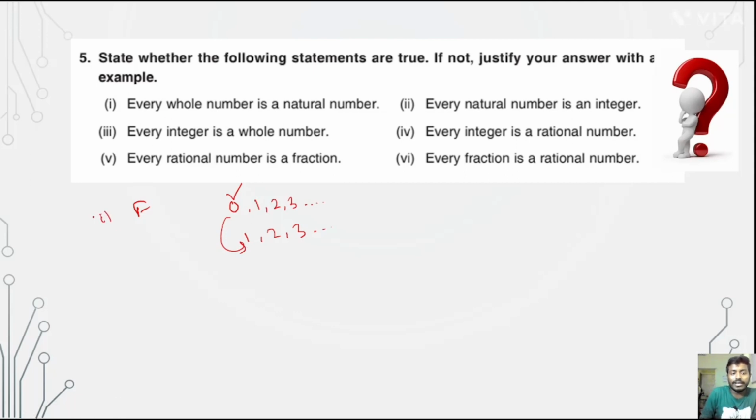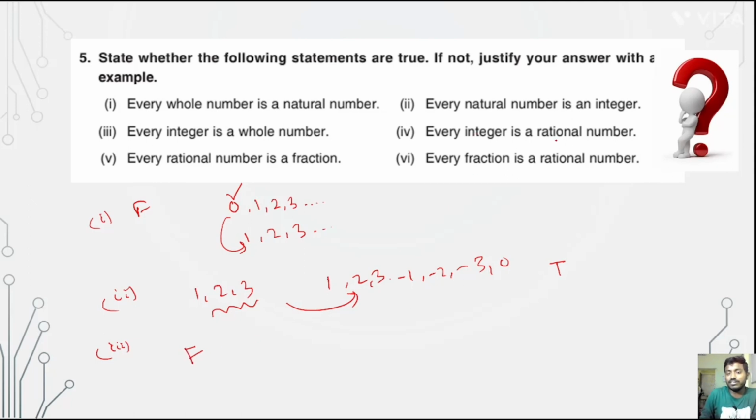Now next, part two: every natural number is an integer. Yes, because natural numbers are 1, 2, 3, and integers are 1, 2, 3, then minus 1, minus 2, minus 3, then 0. So all of 1, 2, 3 are in the integers. That is why it is correct or true. Now question number 3: every integer is a whole number? No, because in integers there are negative numbers, but in whole numbers there is no negative number. That is why it is false.